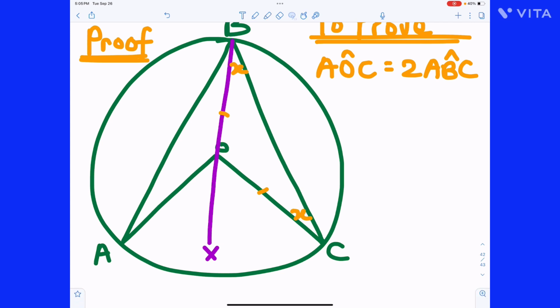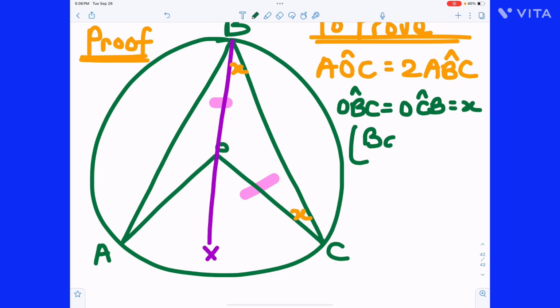Now, from the diagram, you will easily notice that this is a radius, this is a radius. That makes triangle OBC an isosceles triangle. And in an isosceles triangle, the base angles are equal. So I'm going to write that. That means I can write that angle OBC is equal to angle OCB is equal to X. The reason is that both are base angles of an isosceles triangle.